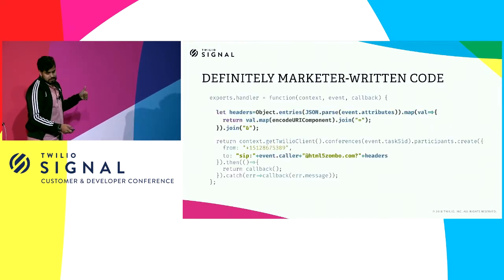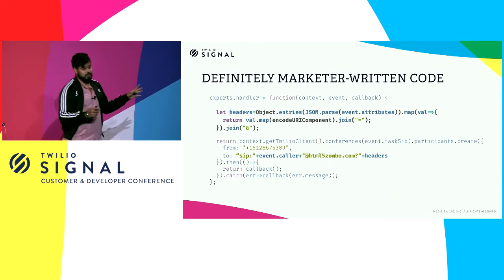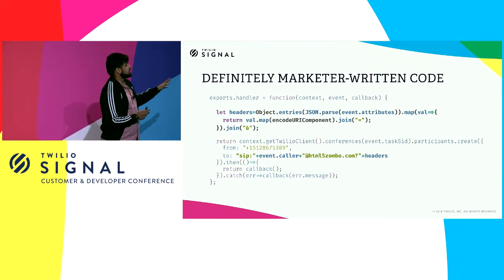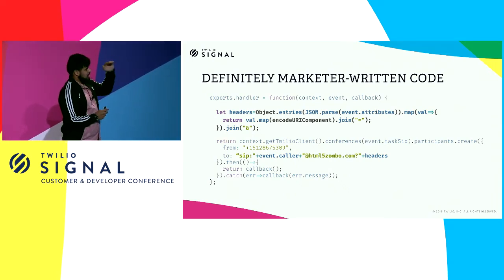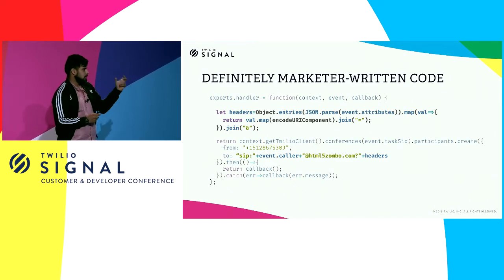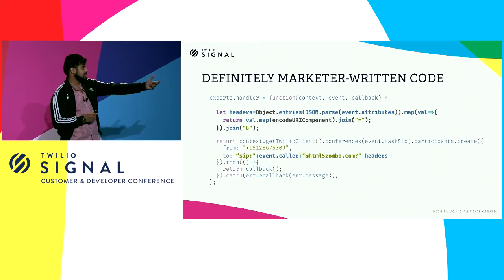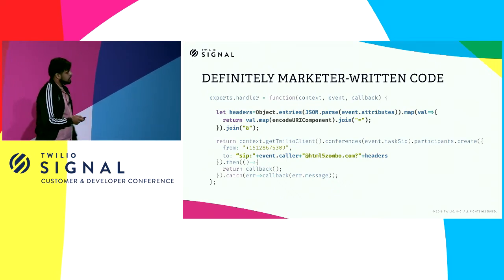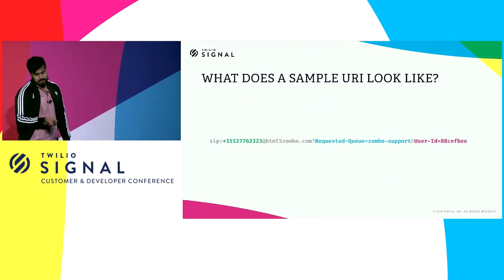What does this actually look like from a code standpoint? This is definitely marketer-written code because that's like 3 lines of code to take a flat JSON map and turn it into what those URI components look like. All we did was tack this onto the end of that actual URI itself. And here's what something would look like if I made a call.